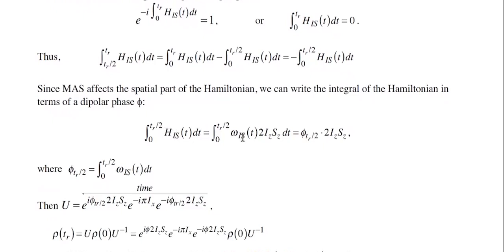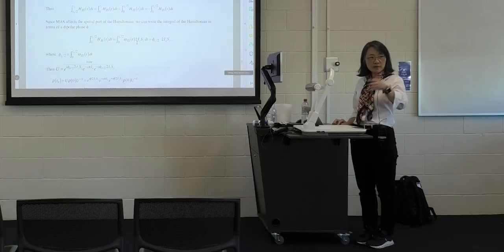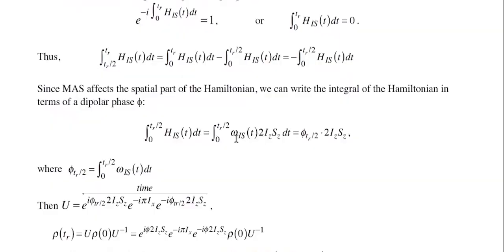It's the omega IS, the spatial part, the frequency part, times IZSZ. There's a factor 2. Again, I like to keep that factor 2 very explicit. Magic angle spinning is completely independent of anything you do on the radio frequency pulse side. Magic angle spinning is literally changing the orientation dependence of your dipolar couplings or your molecular orientation. So time dependence comes in at the omega IS part. The spins don't care about the magic angle spinning.